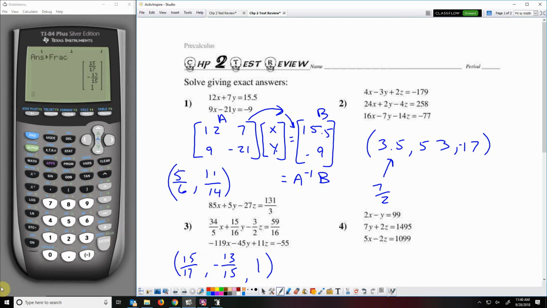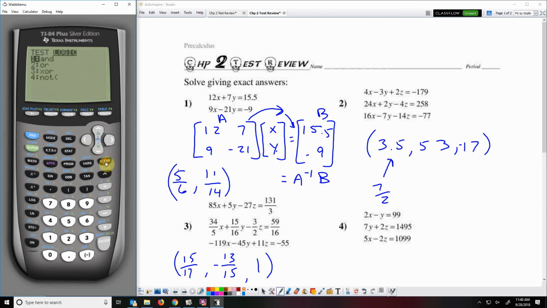And the next one is missing some variables, but it still has x, y, and z. So I need to make sure to include all 3. So when I start my matrices, I am using a 3 by 3 for matrix 1. I've got 2 for the x's, negative 1 for the y's, and I don't have a z, so 0 z's. And then 0 x's, 7 y's, and 2 z's. And then 5 x's, 0 y, and negative 2 z.